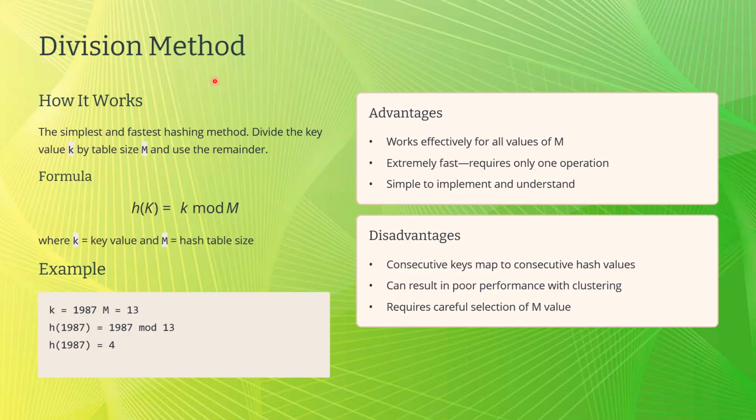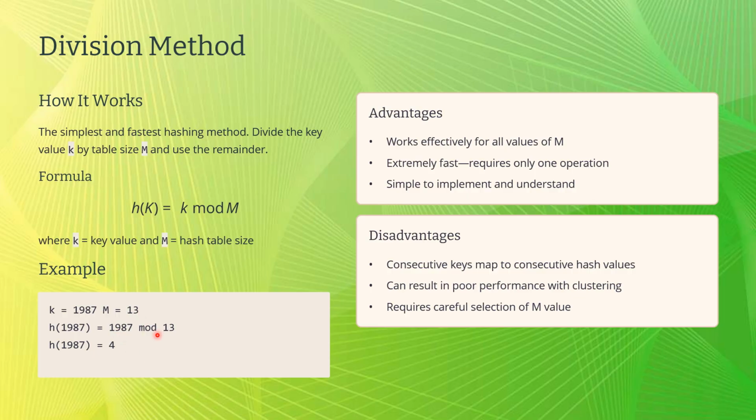First, the division method. It is the simplest and fastest hashing method. Using this formula, we find the hash value. So h of k is equal to k mod m, where k is the key value and m is the hash table size. For example, k equal to 1987, m equal to 13.